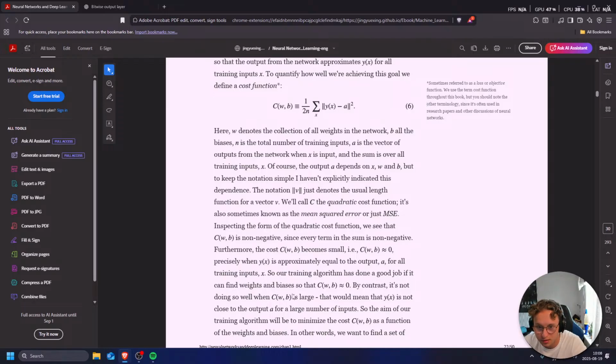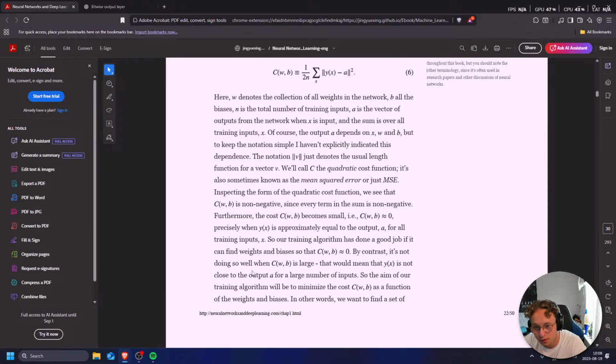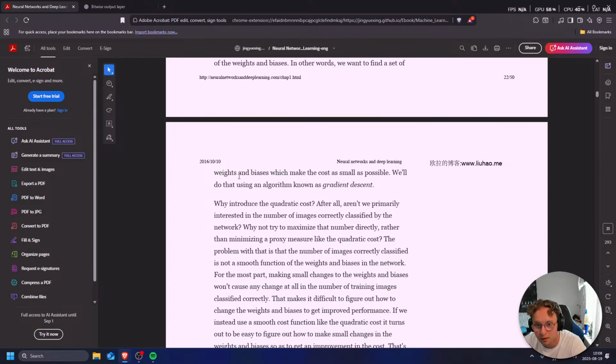By contrast, it's not doing so well when it's large. That would mean that y of x is not close to the output a for a large number of inputs. So the aim for our training algorithm will be to minimize the cost as a function of the weights and the biases. In other words, we want to find a set of weights and biases which makes the cost as small as possible, and we will do that by using an algorithm known as gradient descent.